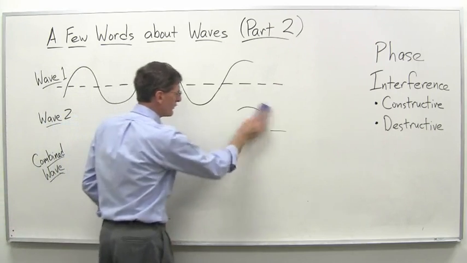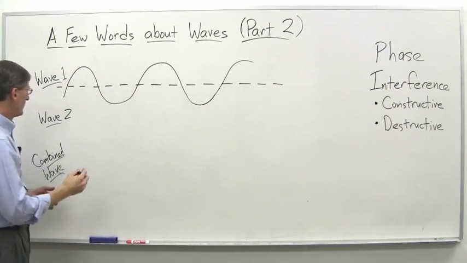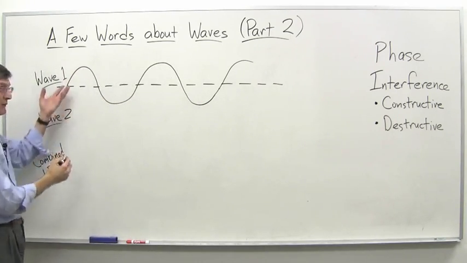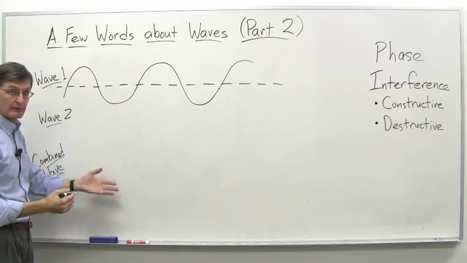So it's exactly out of phase with it. So wave 2 then is going to look something like this. Where we have peaks, we're going to have troughs. Where we have troughs up here, we're going to have peaks.